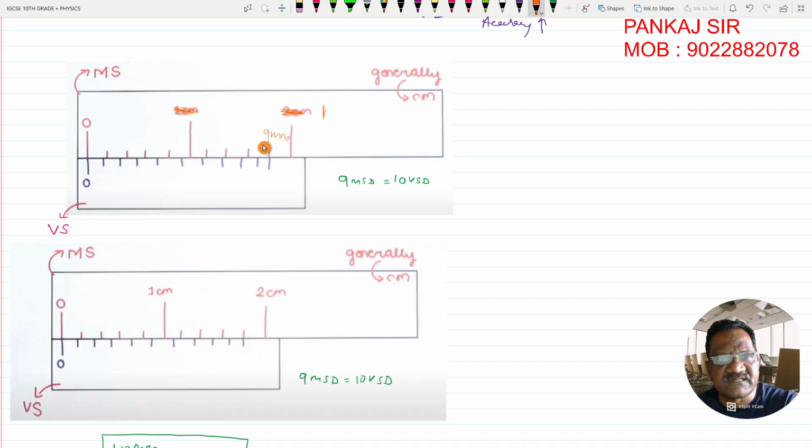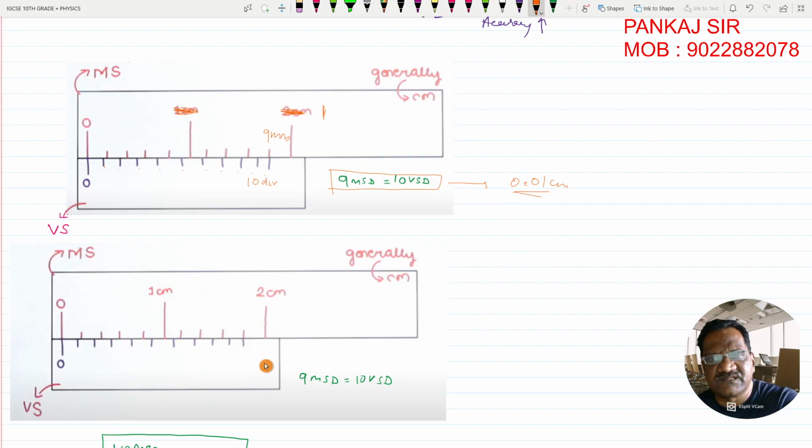Can you see? So 9 millimeter is coinciding with the vernier scale. How many divisions? 10 divisions. Can you see? 0, 1, 2, 3, 4, 5, 6, 7, 8, 9, and 10. So on the vernier scale, 10 divisions are coinciding with the 9 divisions on the main scale. So this is the principle of this particular vernier caliper. In this case, your least count is going to be 0.01 centimeter, isn't it?